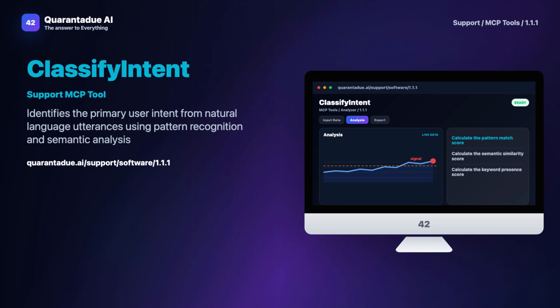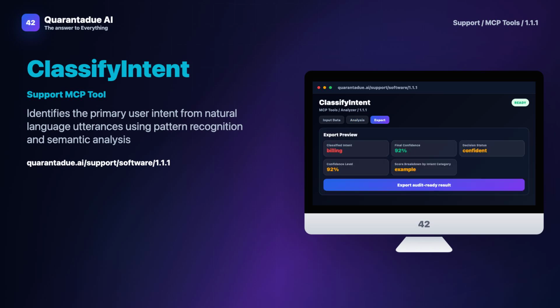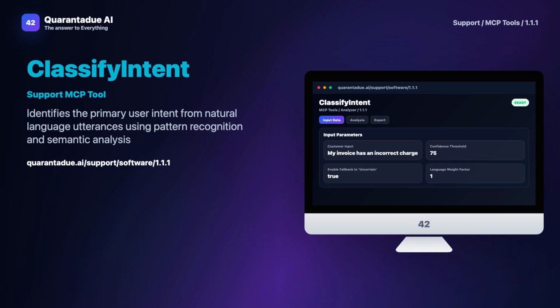For years, support teams have struggled with a fundamental problem. Customers communicate in nuanced, natural language, but our systems are built on rigid keywords.